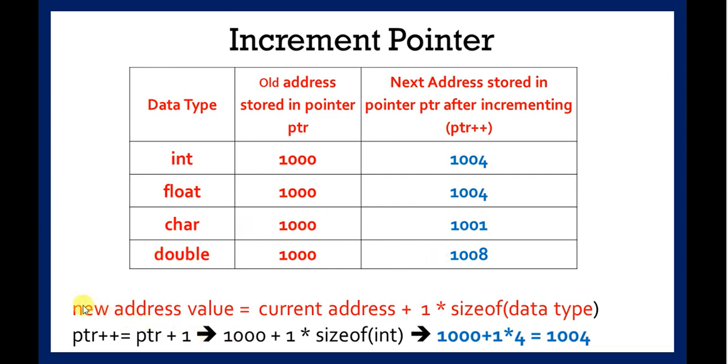Now we can set up the formula to find the new address: new address equals current address plus 1 into size of the type of the pointer. In case of ptr plus plus, meaning ptr plus 1, ptr contains the address 1000 plus 1 into size of int, which is 1 into 4, meaning ptr contains 1004.